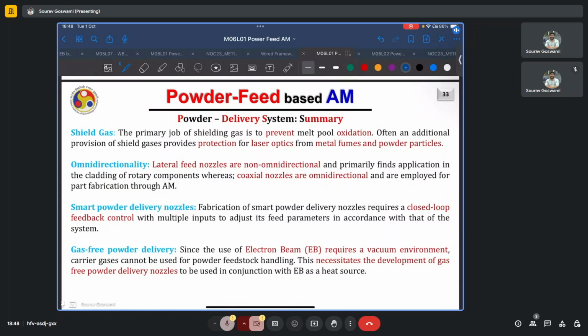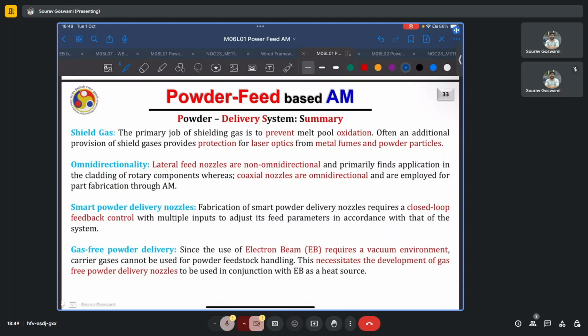Omnidirectionality is a very important consideration, and lateral feed nozzles are non-omnidirectional. Thus, they're used only for very simple applications, such as the cladding of rotary components, such as we looked at last week. Vacuum nozzles will typically be omnidirectional and thus employed for your typical part fabrication.